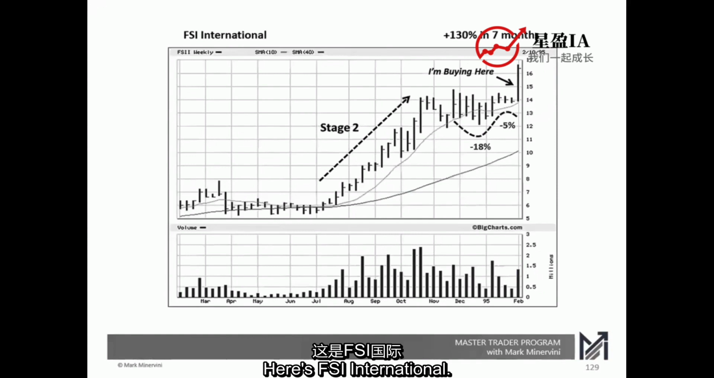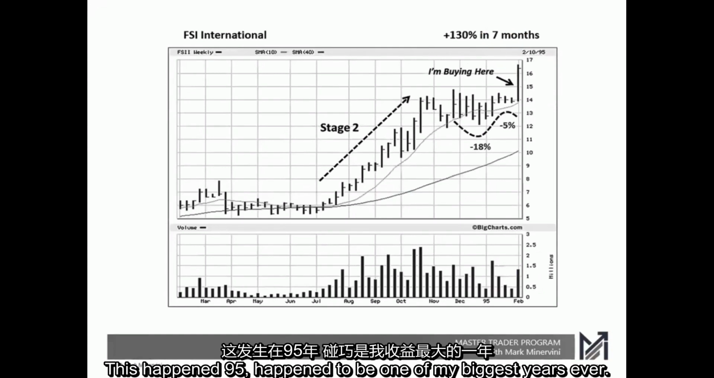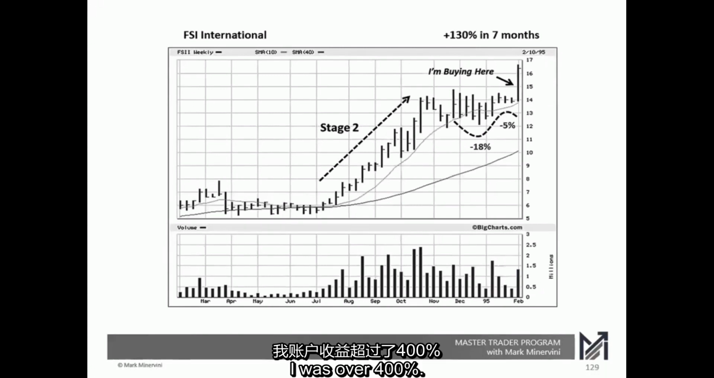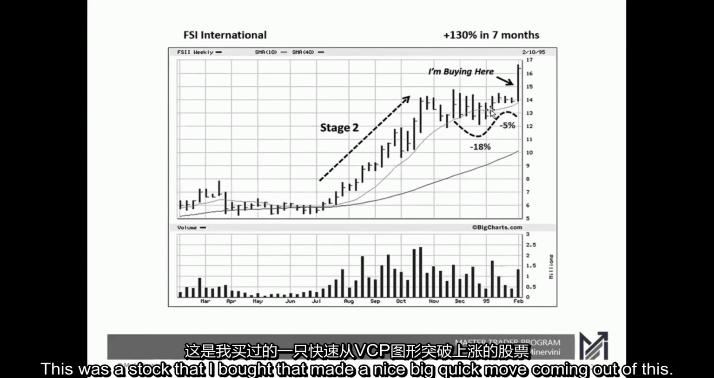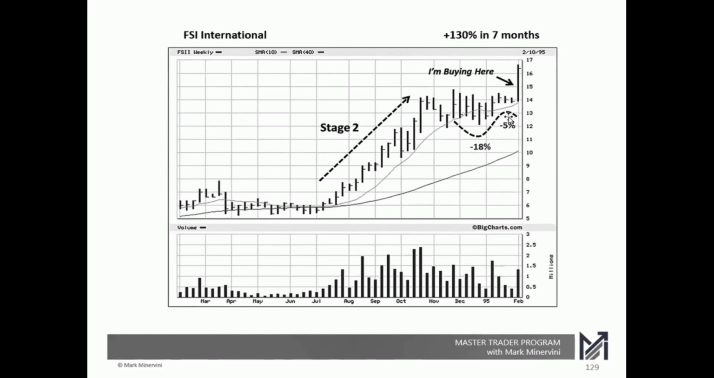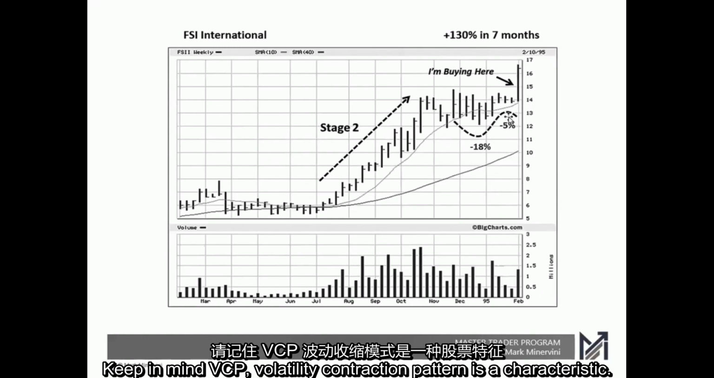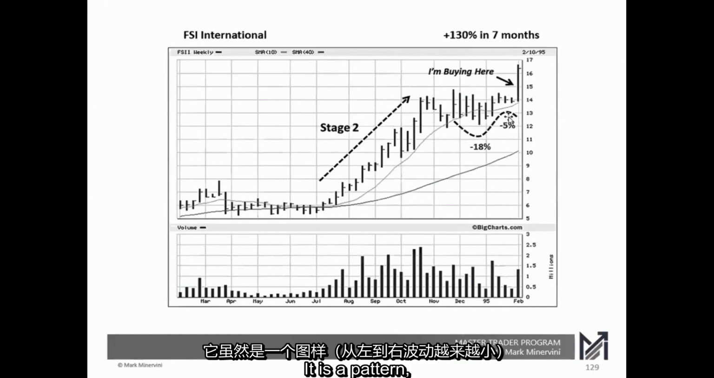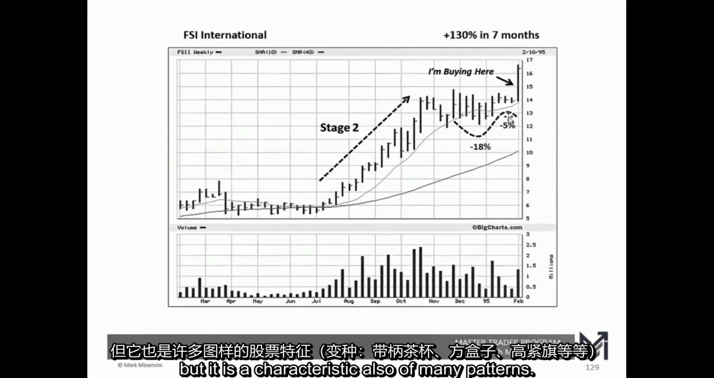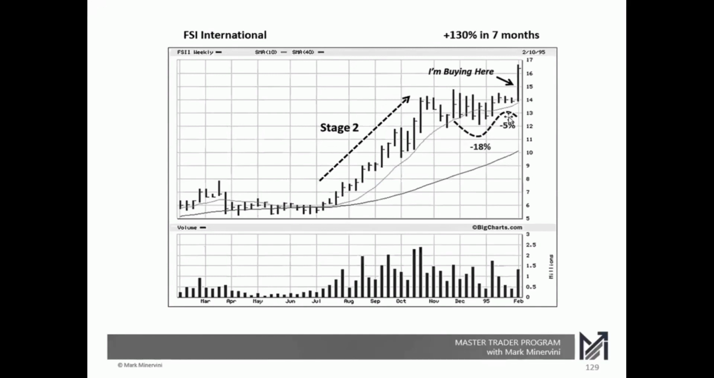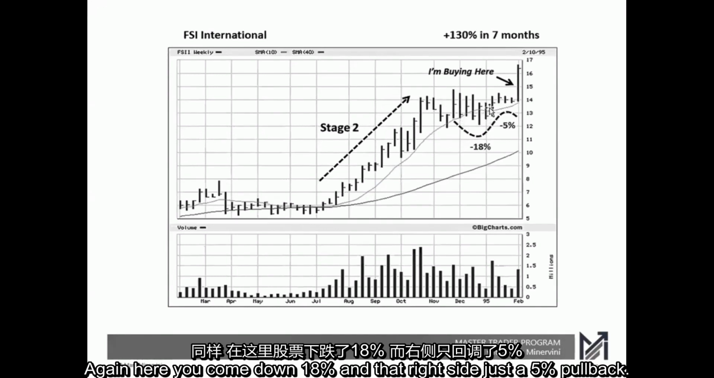So here's FSI International. This is a stock that I bought back in 95. 95 happened to be one of my biggest years ever. I was up over 400% that year. It was a game-changing year for me. And this was a stock that I bought that made a nice, big, quick move coming out of this. And this is just a classic cup with handle. Keep in mind, VCP, volatility contraction pattern, is a characteristic. It is a pattern, but it is a characteristic also of many patterns. So again, here you come down 18%, and that right side, just a 5% pullback.